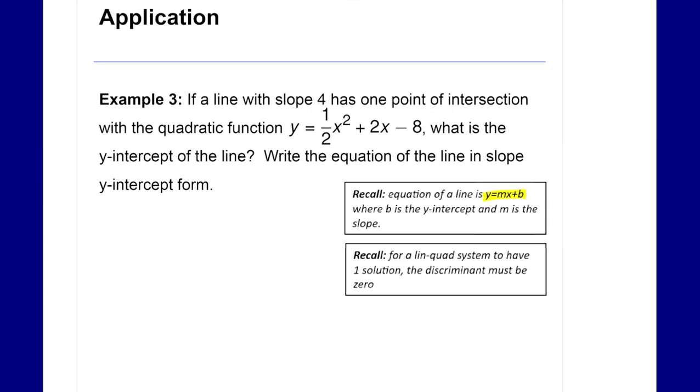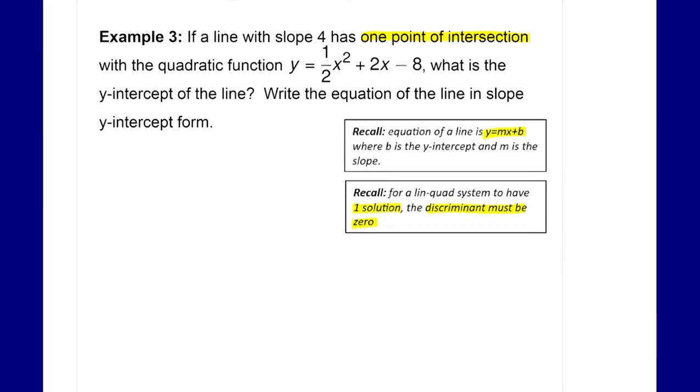And the key thing in this is that it says it has one point of intersection. And that's going to be very helpful, because if it has one point of intersection, or one solution, if you recall, the discriminant must be 0. So it looks complicated, but we're not really going to be doing anything too complicated. We are still going to start off the same way. However, we have our one equation, right? We have our quadratic, 1/2 x squared plus 2x minus 8. That's our quadratic.